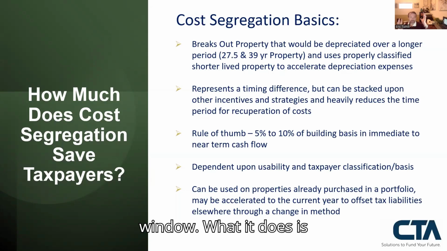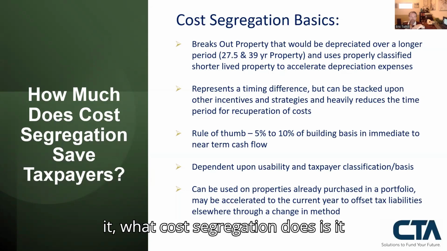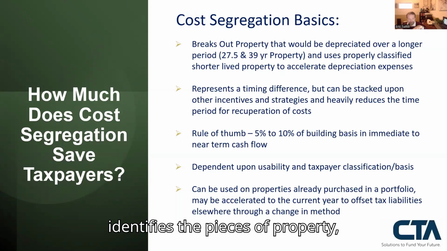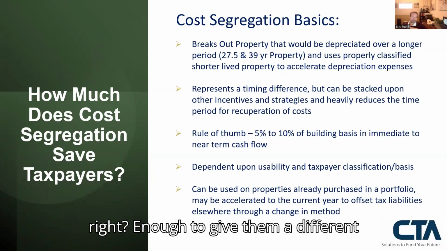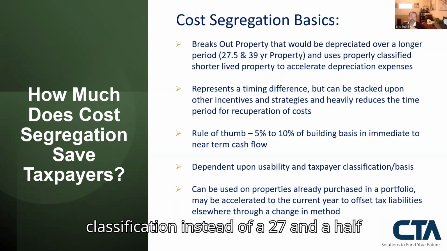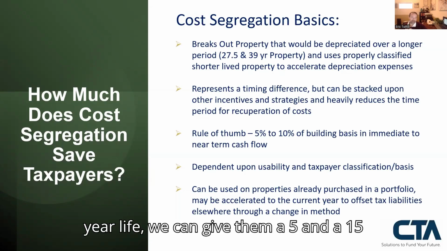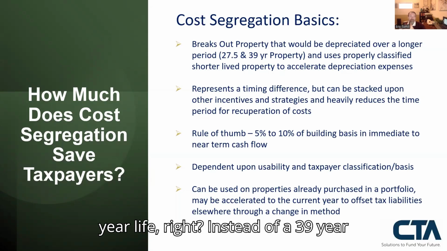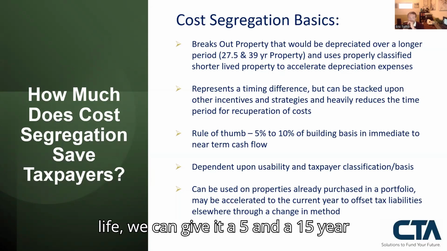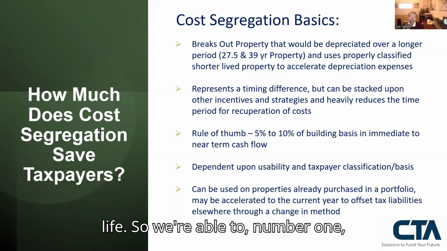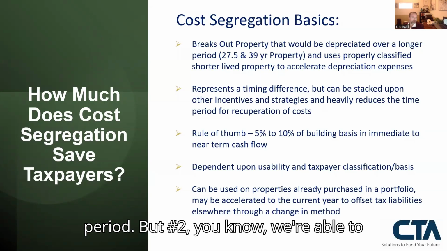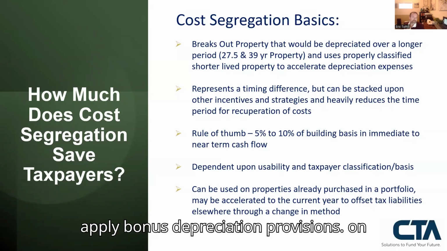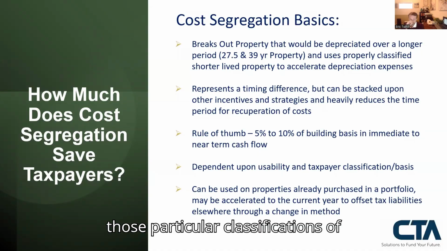What cost segregation does is it identifies the pieces of property which we can consider tangible in nature, right? Enough to give them a different classification. Instead of a 27 and a half year life, we can give them a 5 and a 15-year life, right? Instead of a 39-year life, we can give it a 5 and a 15-year life. So we're able to, number one, accelerate it so it's a lot shorter time period. But number two, we're able to apply bonus depreciation provisions on those particular classifications of property, right?